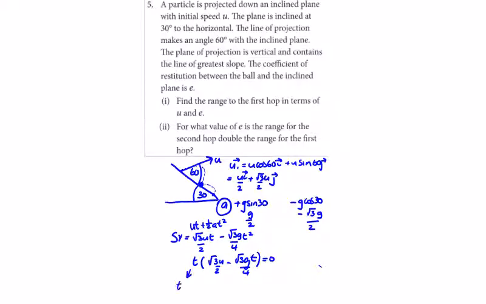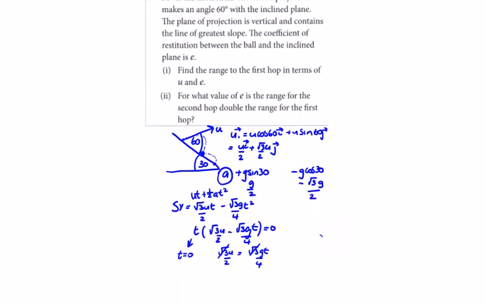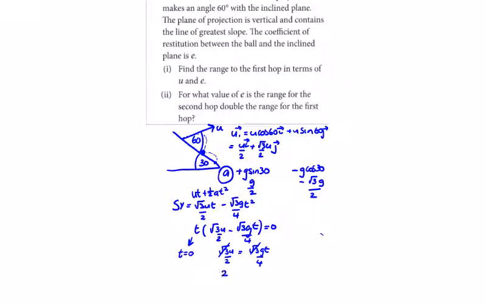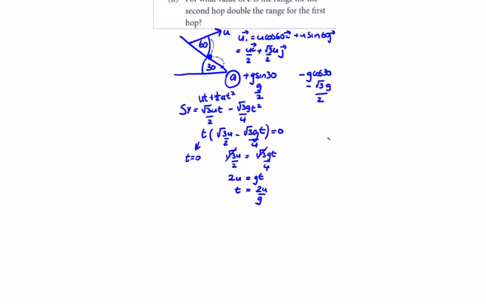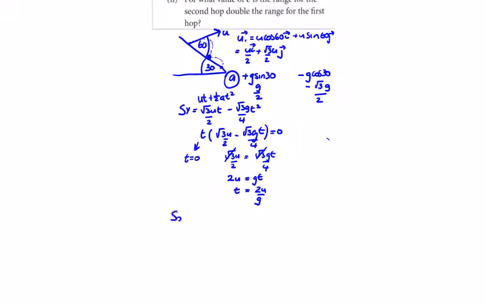I have my initial time equal to 0, and root 3u over 2 will be equal to root 3 g t over 4. I can divide across by root 3 and multiply across by 4, and I'll get 2u equals gt. So the time taken is going to be 2u over g. So we can put this into our s of x to get the range.